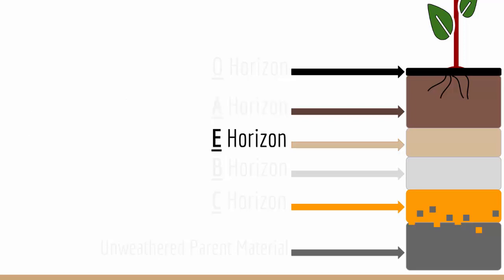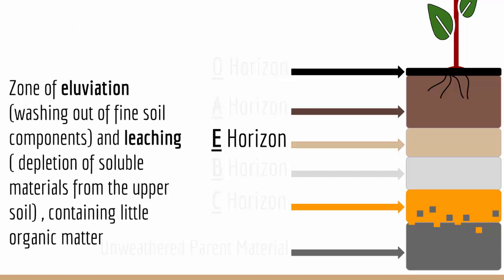The next horizon is the E horizon, and the E horizon is short for eluviation. So this horizon is the zone of eluviation, which means washing out of fine soil components, and leaching, which is depletion of soluble material from the upper soil. This horizon contains little organic matter.